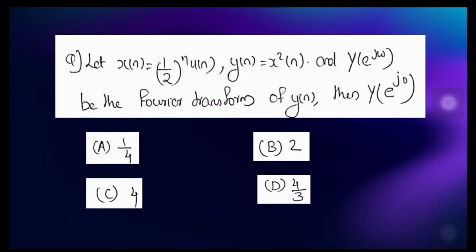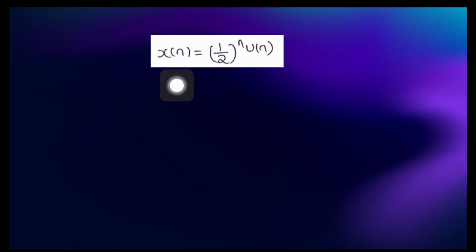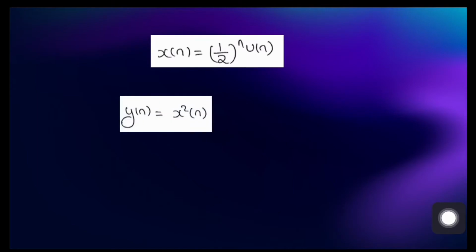Let us first analyze this question. Here we have a discrete time signal x of n and another discrete time signal y of n is defined in terms of x of n. We are asked to find out the value of Fourier transform of y of n at omega is equal to 0. So let's do that. Here x of n is defined as 1 by 2 all raised to n u of n and y of n is defined in terms of x of n as x square of n.